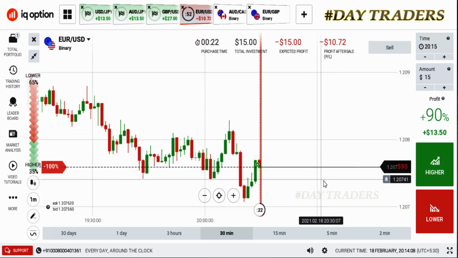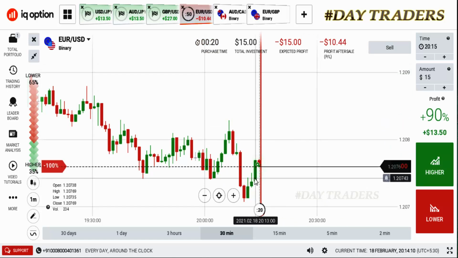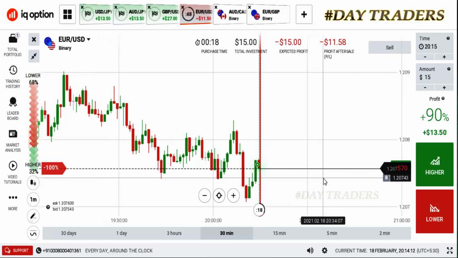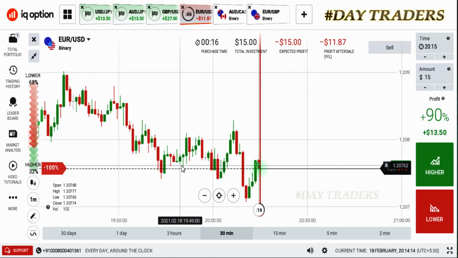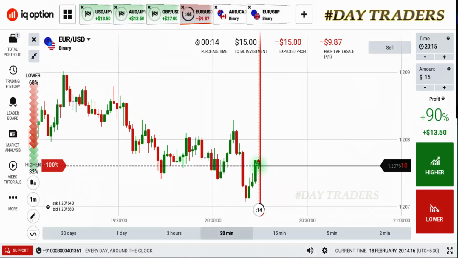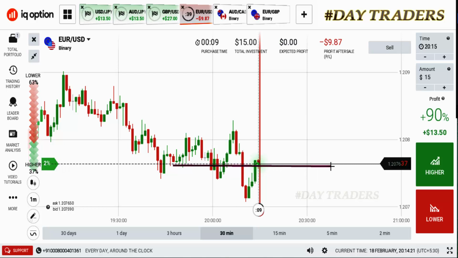I'm expecting to make a bullish candle. Another, this is a marubozu candle, but I'm expecting to make a bullish candle. Why? Because this is a very strong buyer's entry, and this is a buyer's area, not a seller's area. That's the reason I place a higher option.